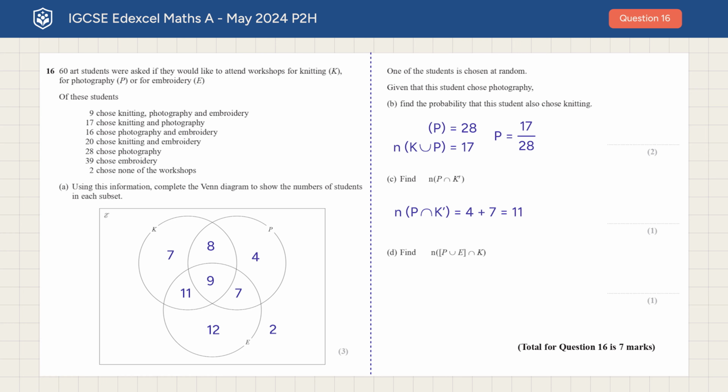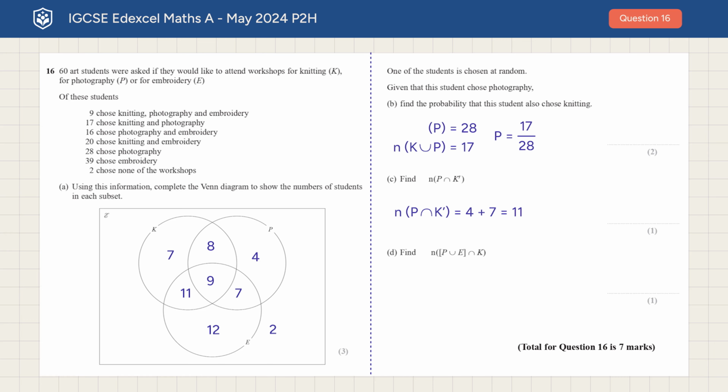Finally, Part D. We need to find the number of students in the set P union E intersection K. Let's break this down step by step. First, P union E means the union of photography and embroidery. This represents everyone who is in either of those 2 circles, essentially the entire combined area of both photography and embroidery. Next, we take the intersection with K. This means we only want to count the people from that large group who are also in the knitting circle.